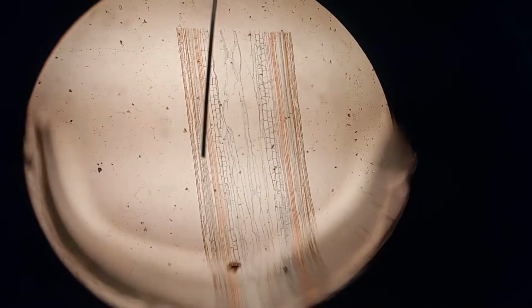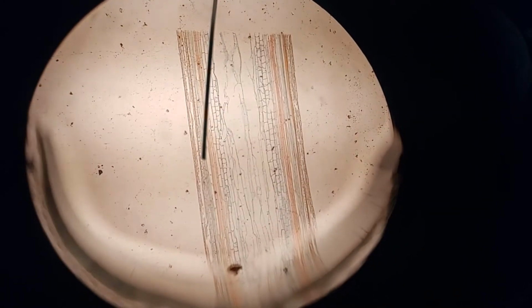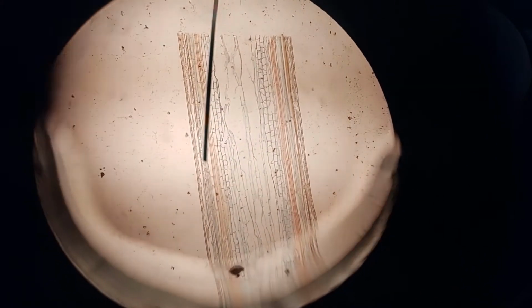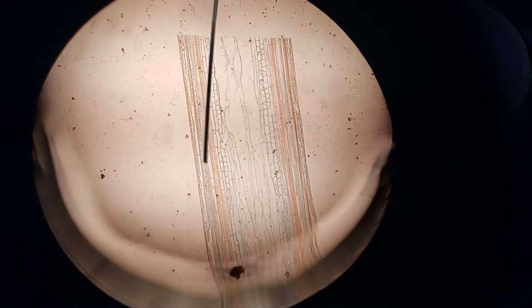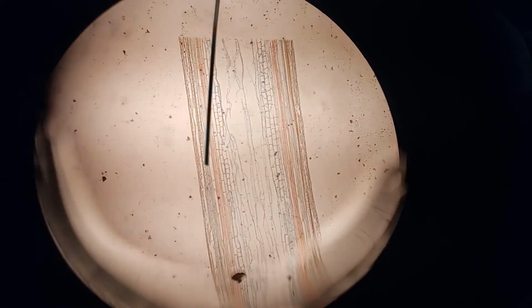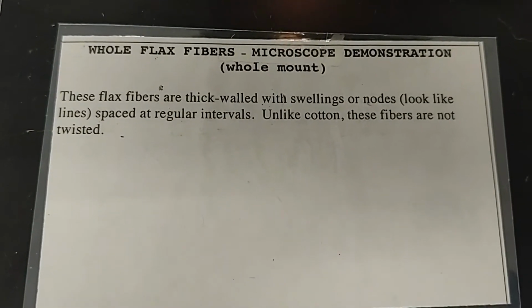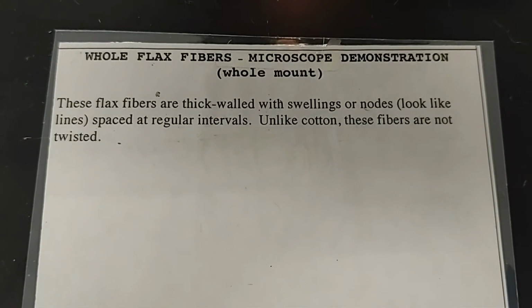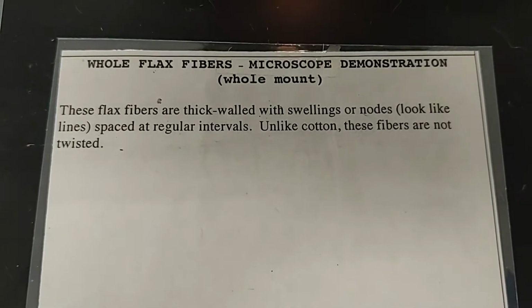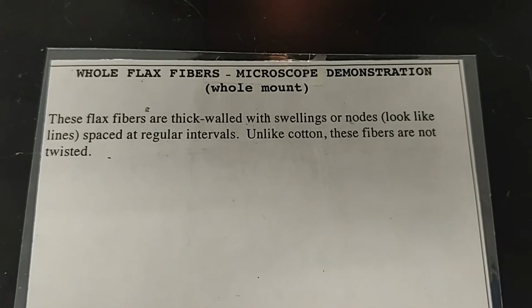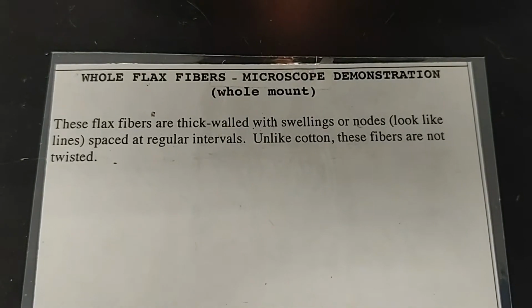Here we have a very shaky slide of flax. The stains are used to point out the fibers in this cross-section of the stem. So we're going to look at whole flax fibers underneath the microscope. These are much different than cotton. They are thick-walled, and we're going to see some nodes interspaced in between these.